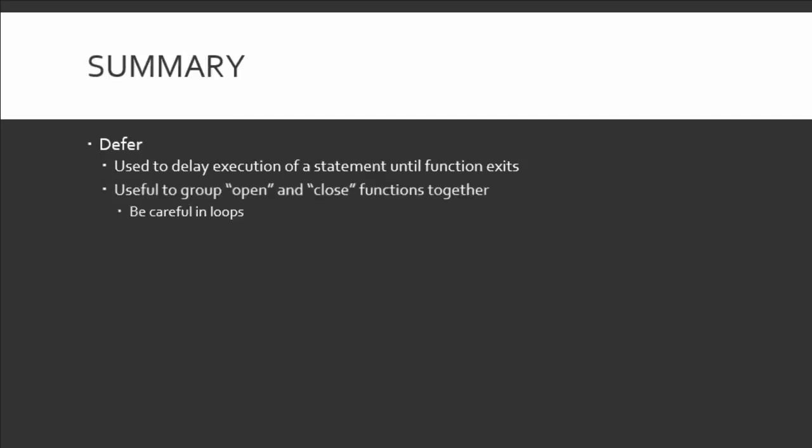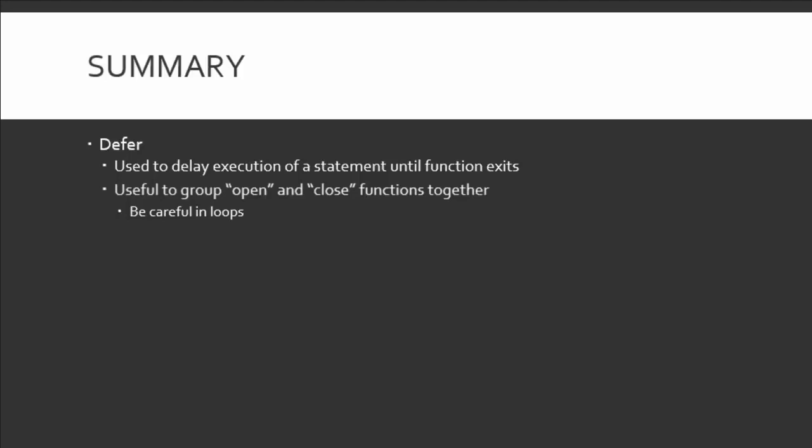The first thing that we talked about was the use of the defer function in order to delay the execution of a statement until the end of a function. Now these are useful to group open and close functions together. So if your open function is going to open up a resource and you need to make sure that you close that, then you can defer the call to close that resource to make sure that you're freeing up the memory and not holding onto that resource any longer than you need to.